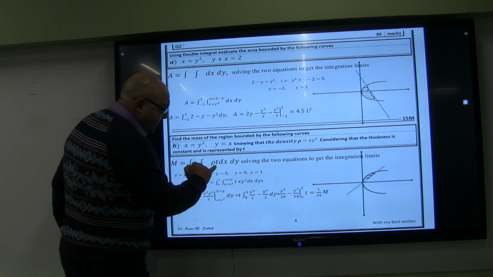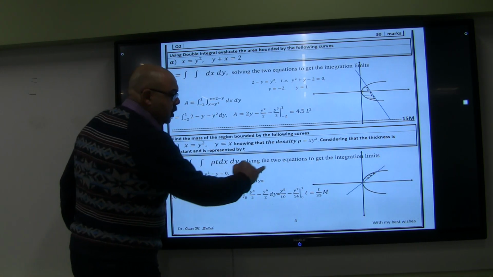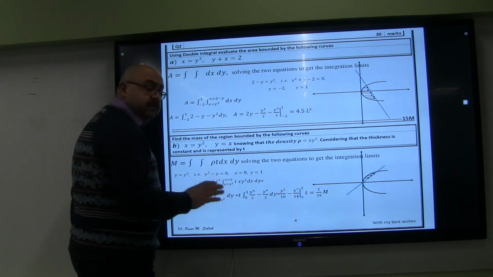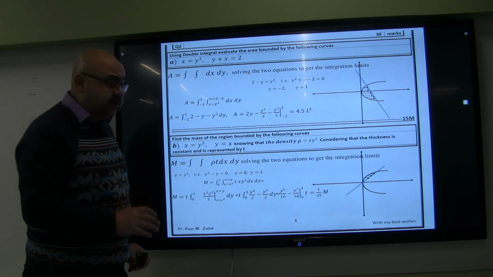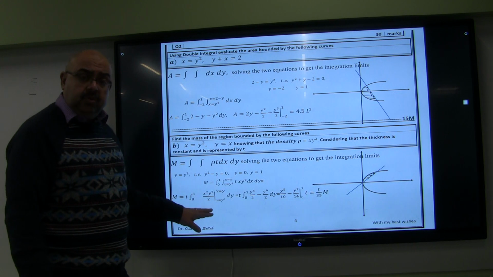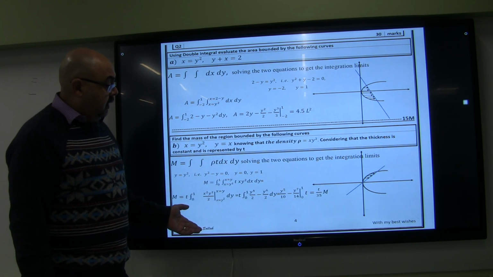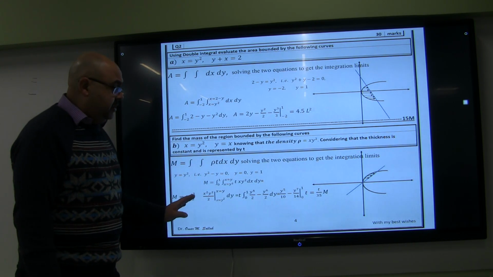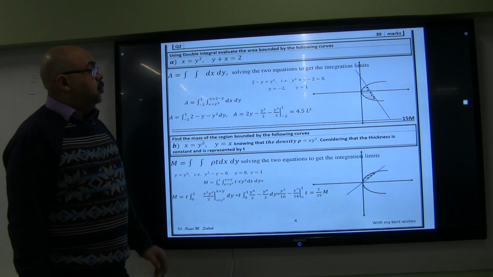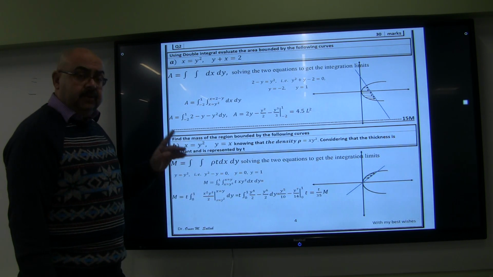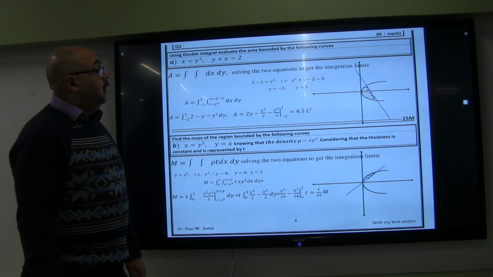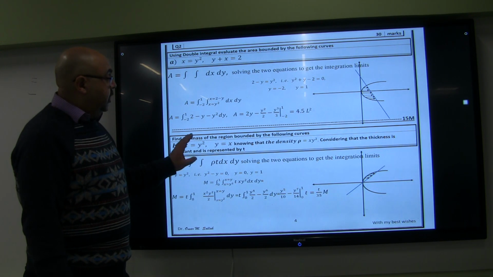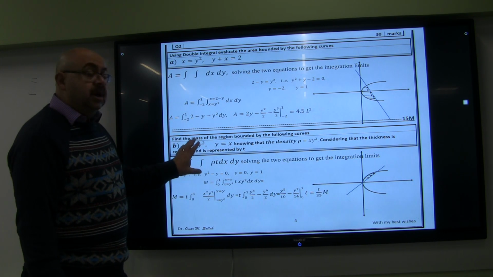So all you have to do is to replace your rho by x y squared, and plenty of students make this mistake. They didn't make this substitution, so they didn't have the right solution, but it's really very simple and direct. Once more, if you have problems in this part, you should review the lectures related to the double integration and the line integral.